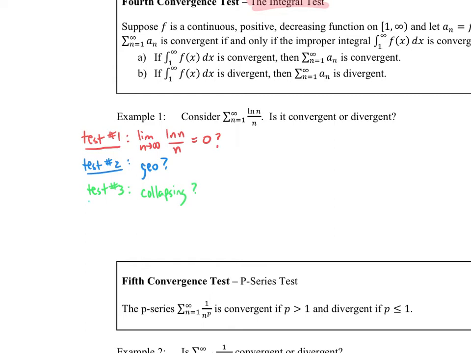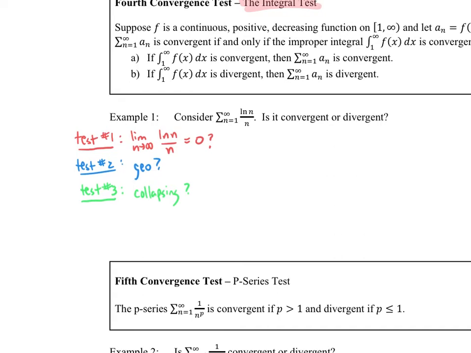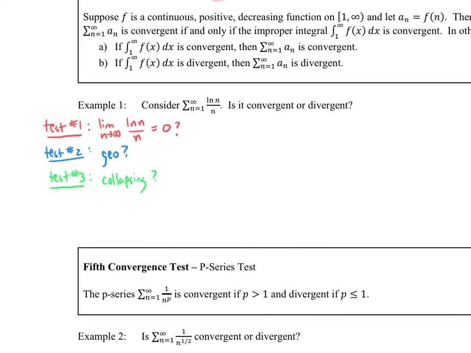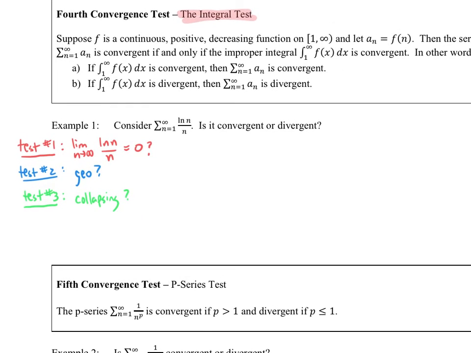So when you're looking through the tests that you have, you don't need to necessarily do this each time, because it might be really obvious which test to use. But in this situation, all of the tests that we have so far fail. They don't tell us anything, and so we need to go to another test, and thankfully we have the integral test.